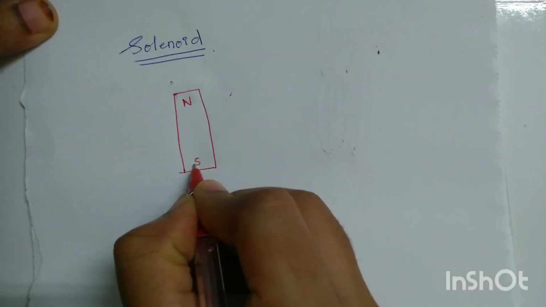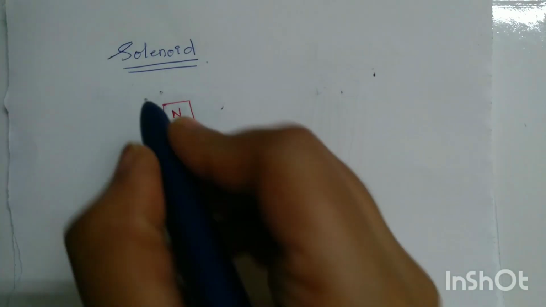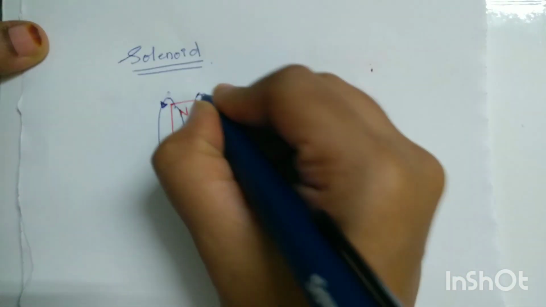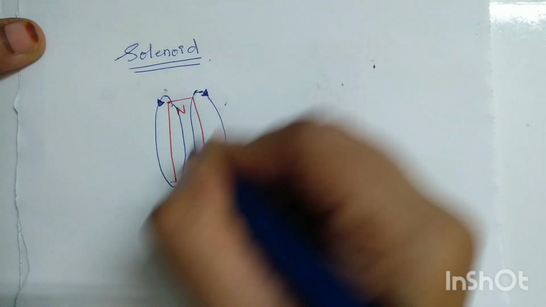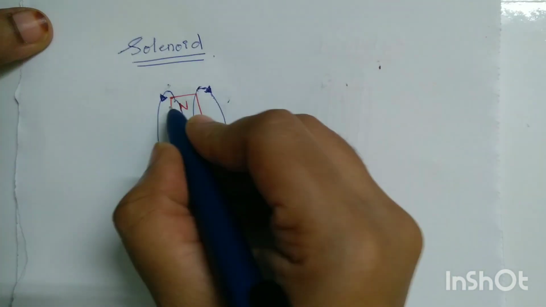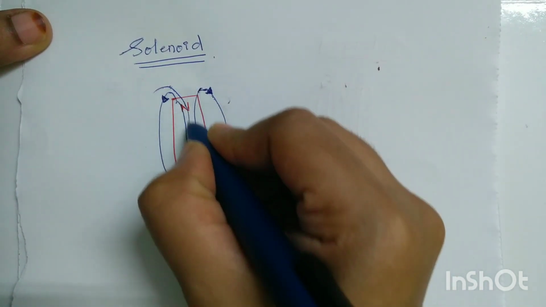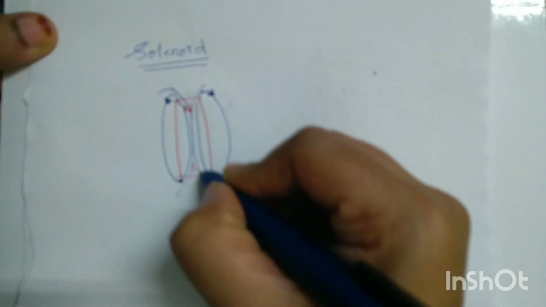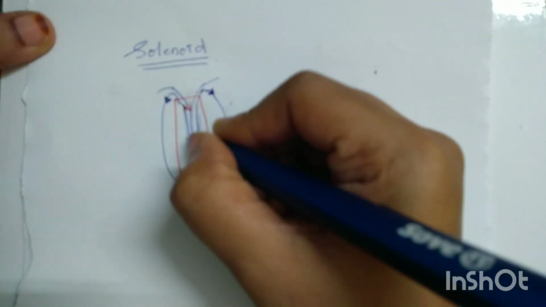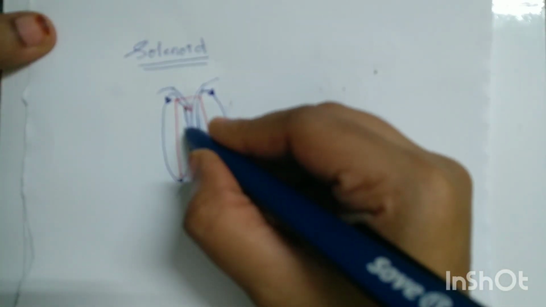As we know, a bar magnet has a north pole and a south pole, and it produces a magnetic field around it. The magnetic field lines are generated in these directions, right? They form closed loops which emerge out of the north pole and enter the south pole. This is the property of magnetic field lines. As we move far away, the magnetic field decreases. Here you can see that the magnetic field lines are parallel to each other inside the bar magnet, right?